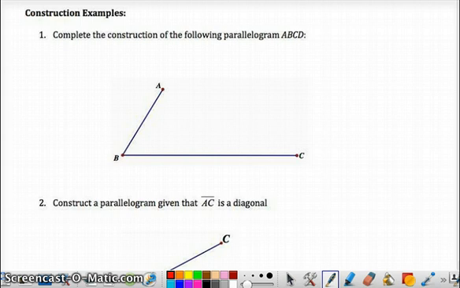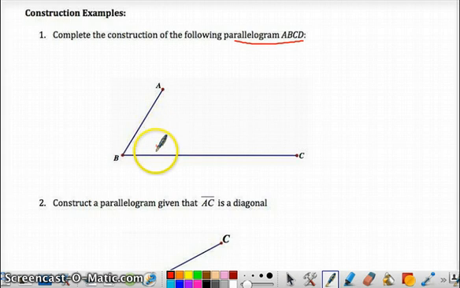So this first one, complete the construction of the following parallelogram ABCD. So you've been given two sides of the parallelogram. We need to complete it. Well, there's 4 different ways, or maybe even 5 different ways you can develop a parallelogram. You can go with the definition. The definition says we need to have opposite sides parallel to each other. Well, we've already learned how to construct parallel lines.